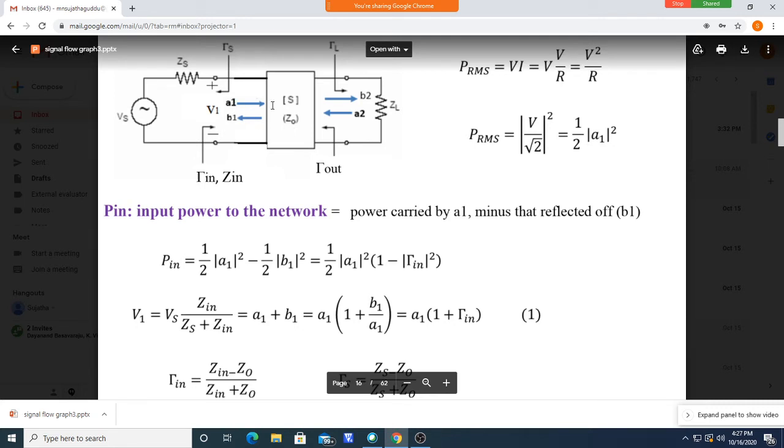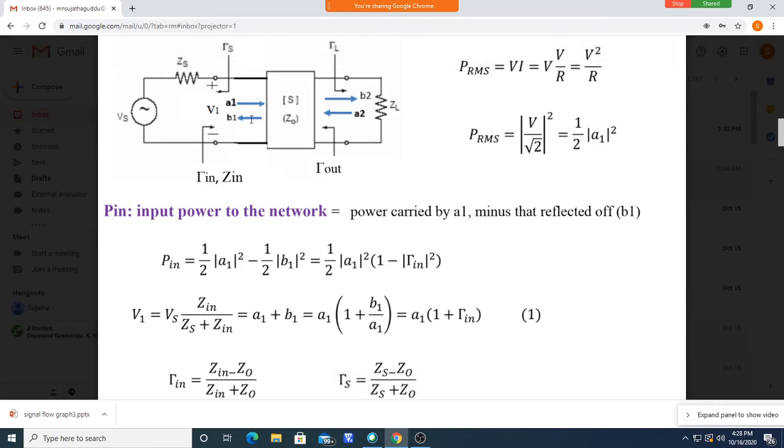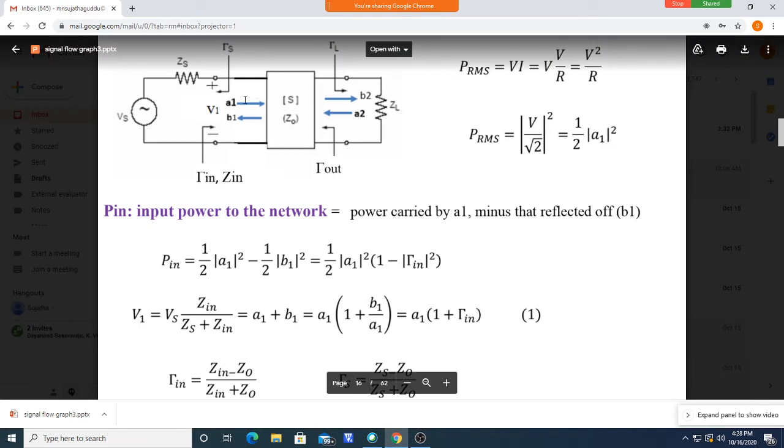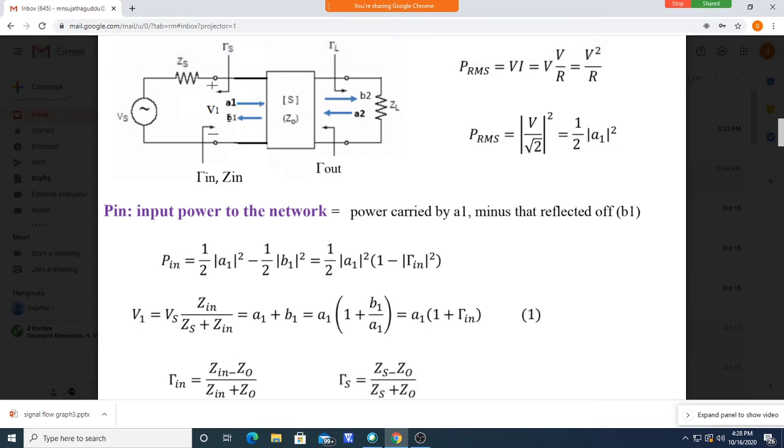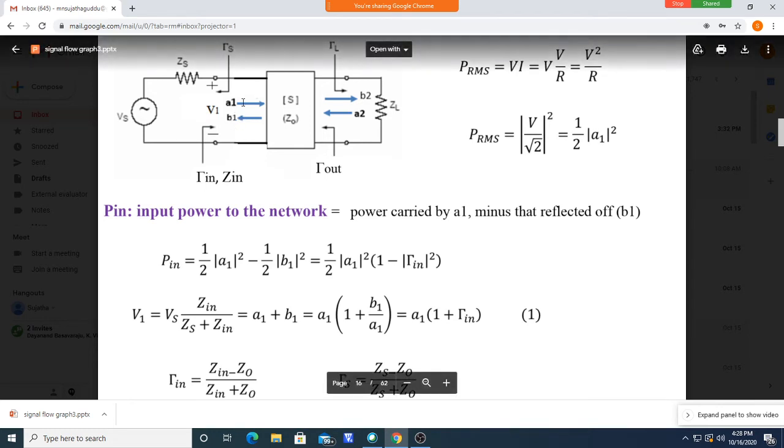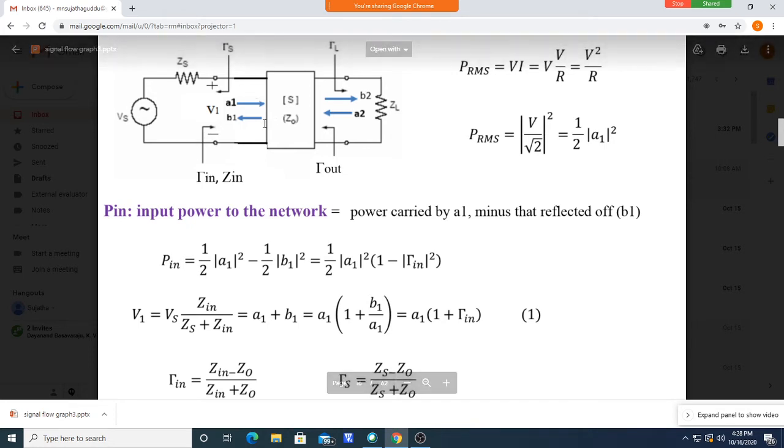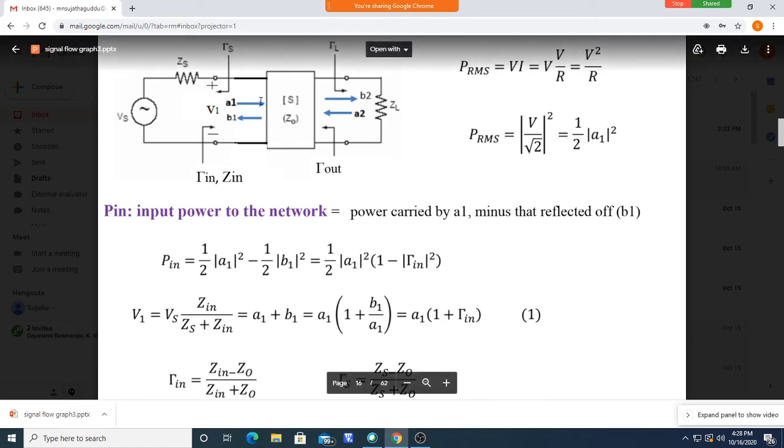Out of this incident power, a part will be reflected back like this, as a wave B1. A1 is incident. Out of that, a part will be going out. So we should subtract the power in B1 from the power in A1. Then we will be getting the power actually input to the network. Understand here? So A1 is the wave incident over the network. It has a power. What is the power of this wave A1?